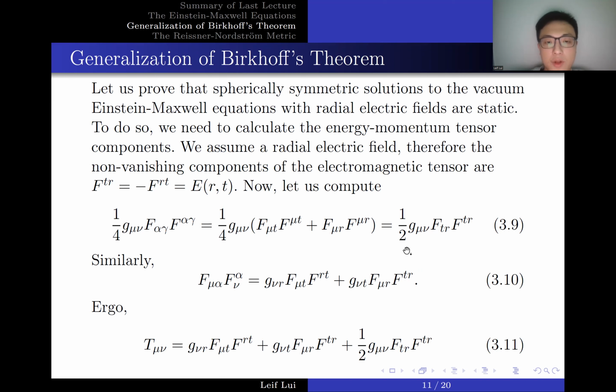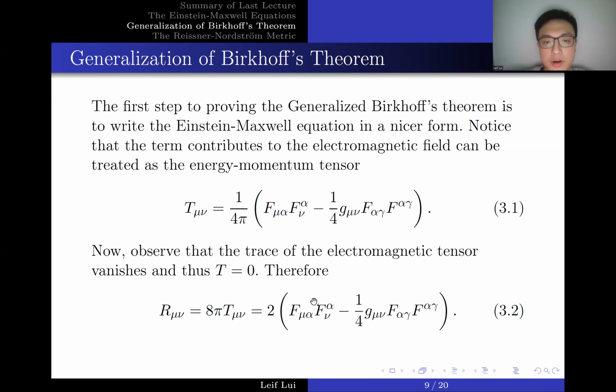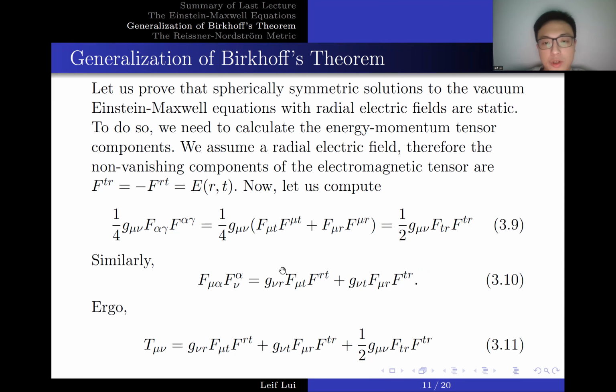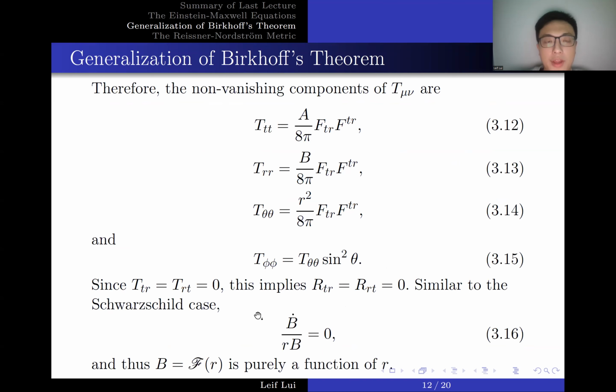So similarly, we need to compute this component, which is right here. Doing so, we get this equation because all the other components vanish, and we get a nice expression for the energy momentum tensor. Therefore, the non-vanishing components of the energy momentum tensor are as follows.